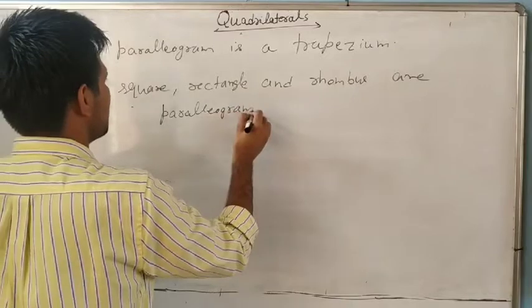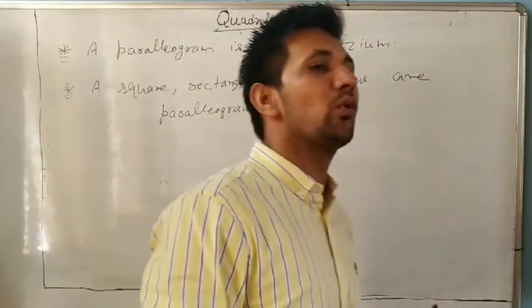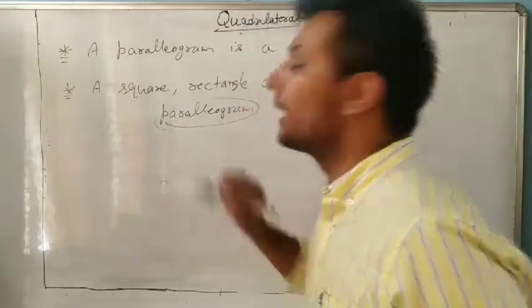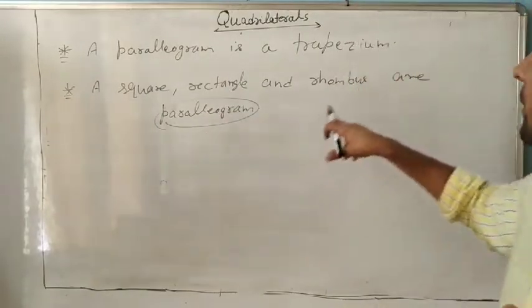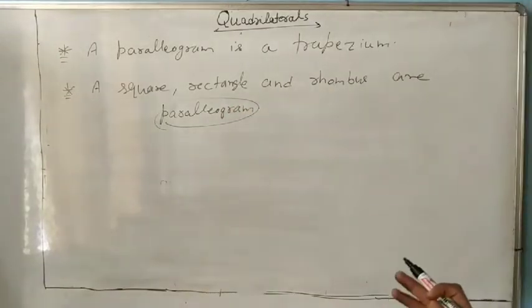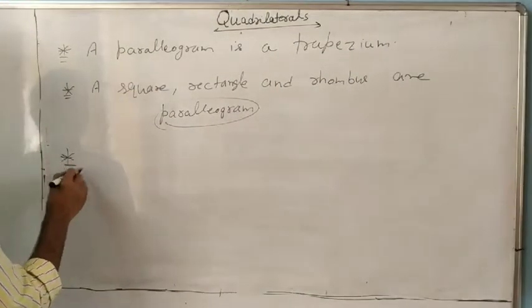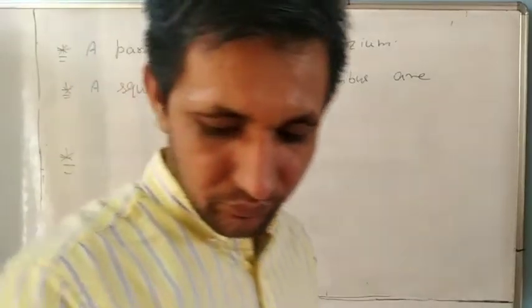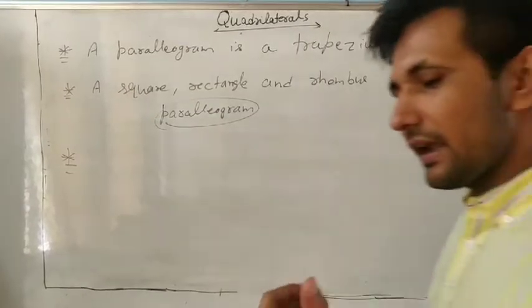They are always parallelograms. If you want to prove that a figure is a square, you should first prove that it is a parallelogram. To prove that a figure is a rectangle, you should first prove it is a parallelogram. If you want to prove it is a rhombus, first we will prove it is a parallelogram, because every square is always a parallelogram. Understand it? So it is very important.